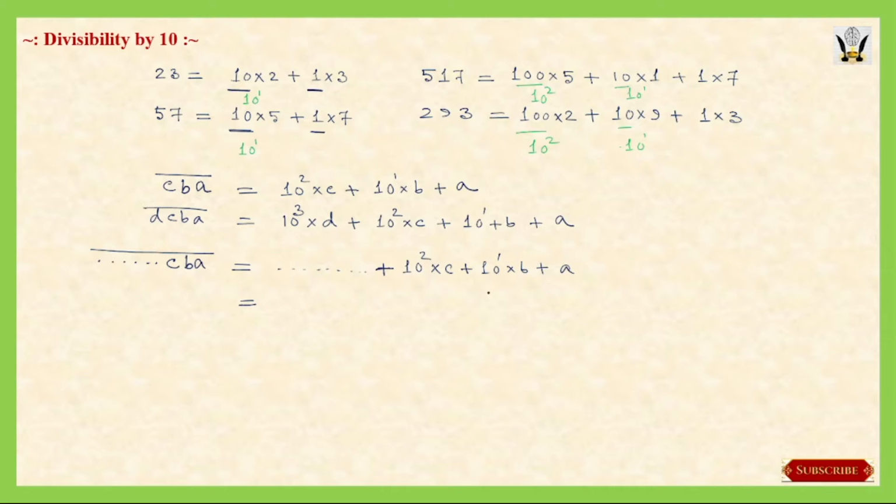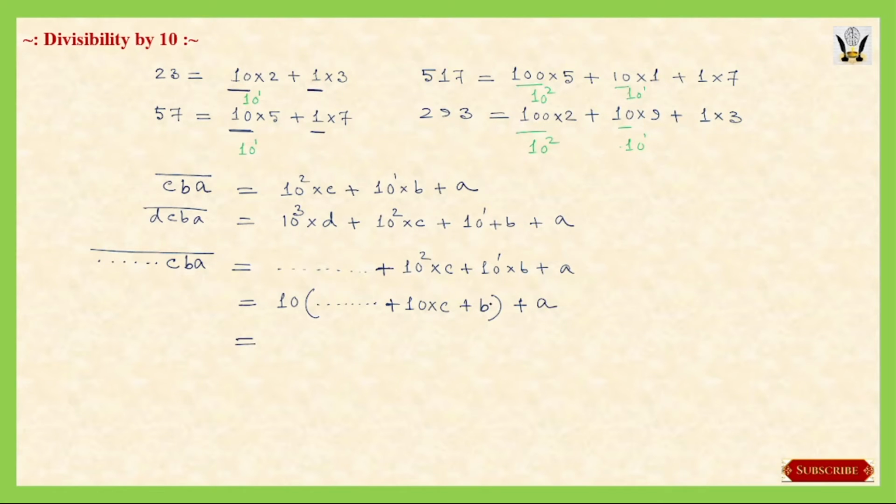Now from this expanded form, if we take 10 common, then it can be further expressed this way. Here we have taken 10 common, so it will be 10 multiplied by c only, and from whatever terms we have on the left of this, we can also take 10 common, since they will be multiples of 10, so 10 will be the common factor. Now from the second term, we can again take 10 common, so what will remain here is b, and then we close the bracket, and since a is not a multiple of 10, it is a number between 0 and 9, we are keeping it separate.